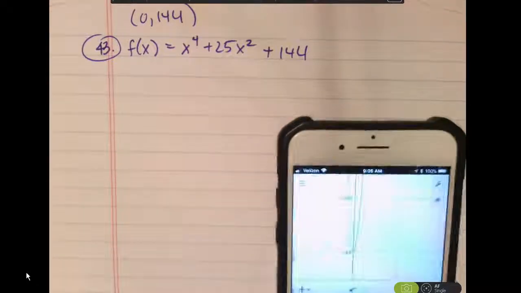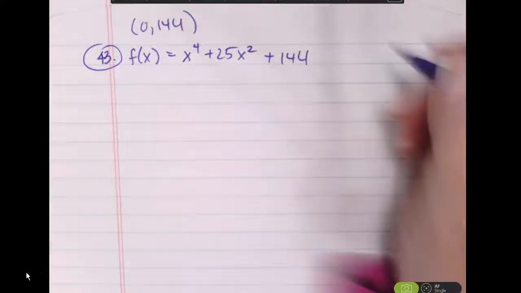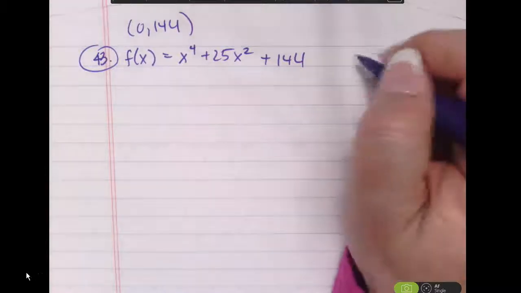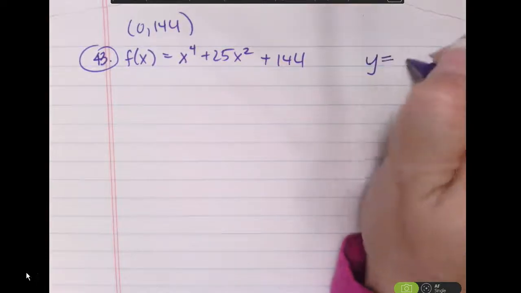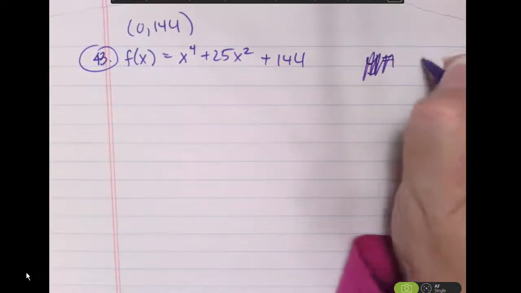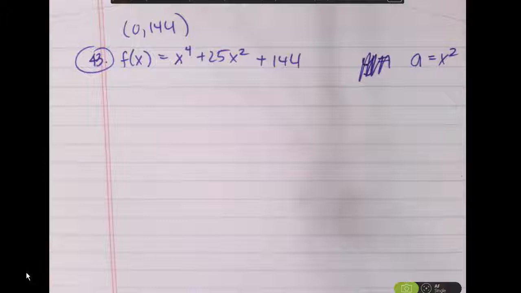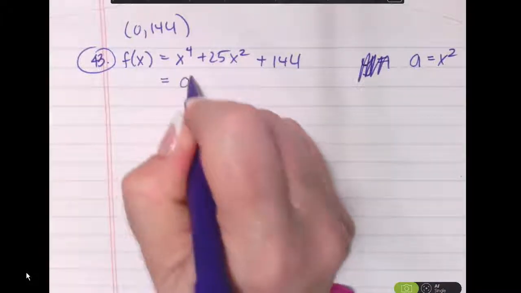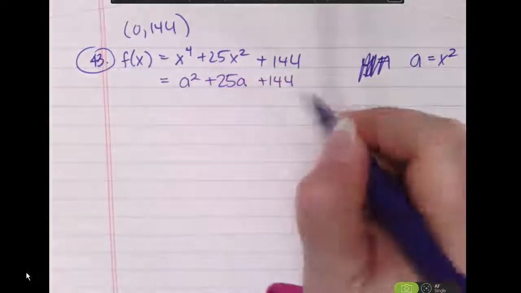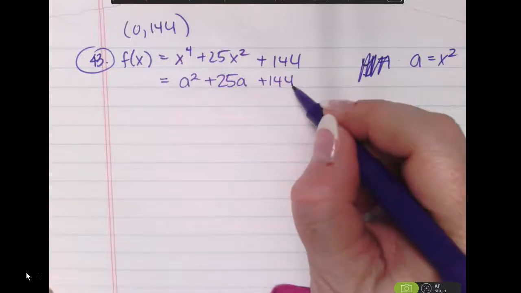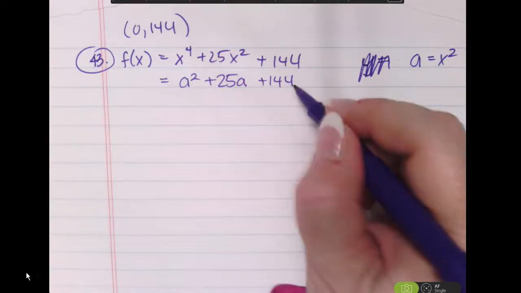This one just happens to follow that pattern of I've got an x to the 4th, an x squared, and a 144. So I'm going to use a technique where I use some substitution. Y equals... okay, no, that's confusing because it's y. I'm going to say a equals x squared. So everywhere where I have an x squared, I'm going to substitute an a. So I'm going to call this a squared plus 25a plus 144. And I'm going to use either a factoring technique, which I know it won't factor because it doesn't cross the x-axis, or I'm going to use the quadratic formula.